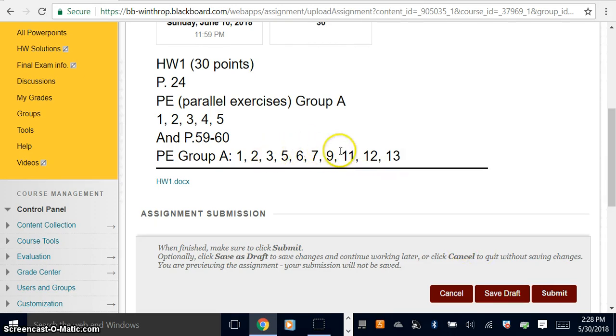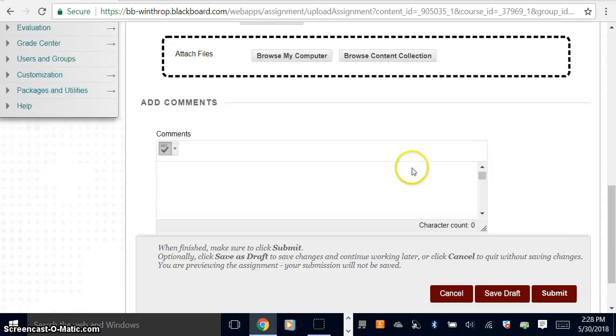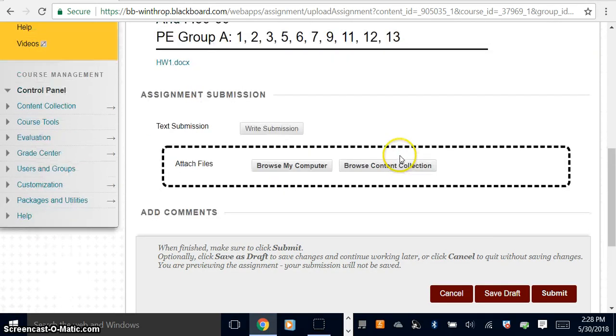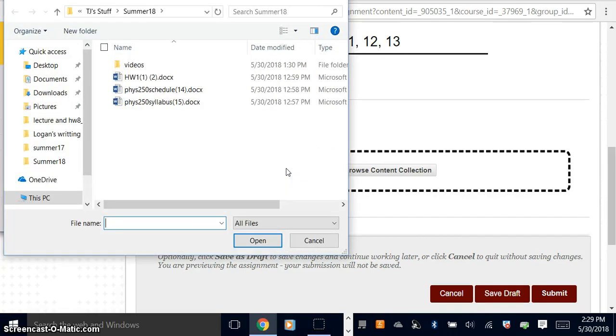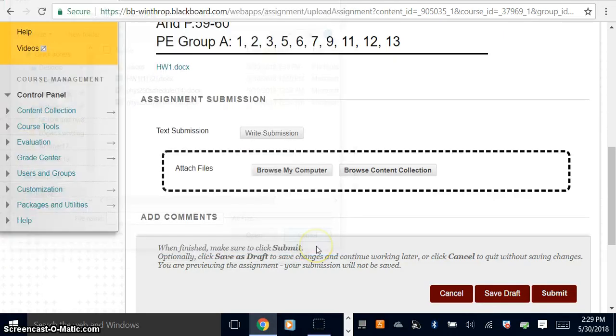So that's perfectly acceptable. All right. Anyhow, what I was talking about is, let's say you did this by hand on a piece of paper, then took a picture of it, making a JPEG file or a PDF file. Then you just come under here, say browse my computer, and you would choose that file. For example, it would be something .pdf or something like that. All right, so enough of that.